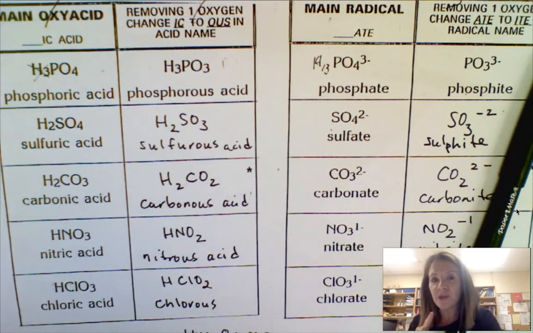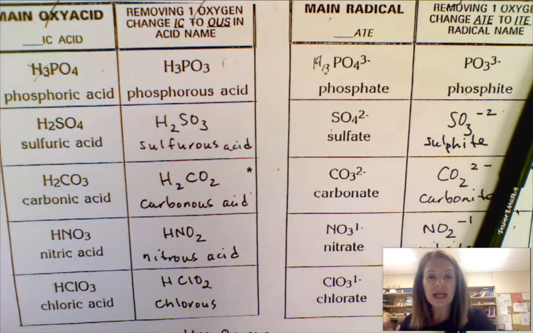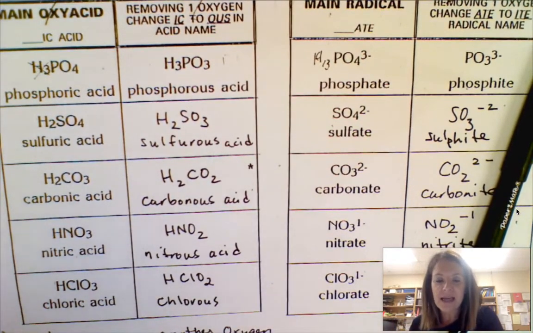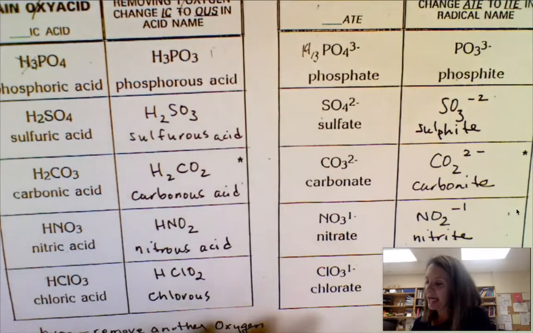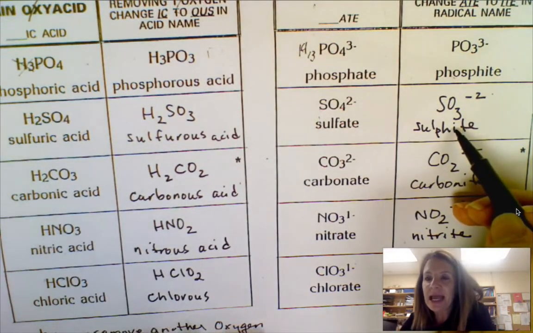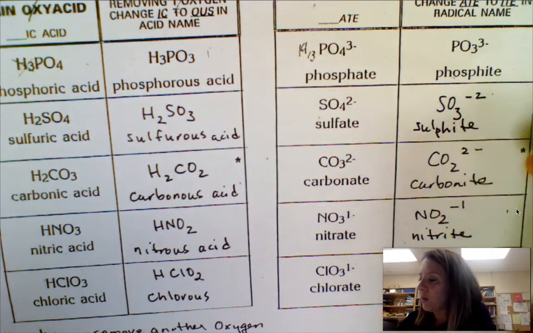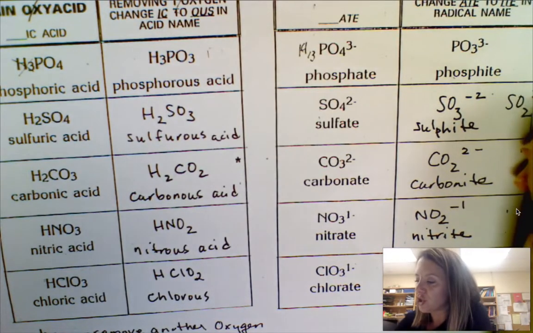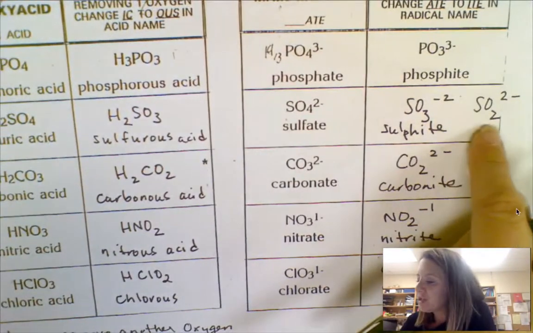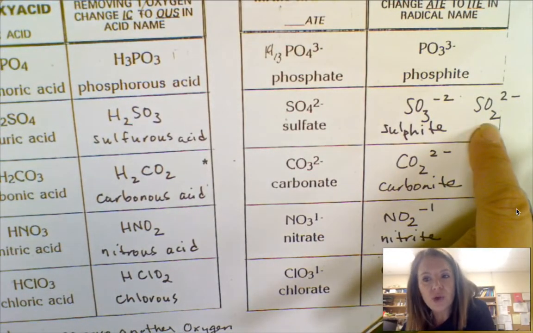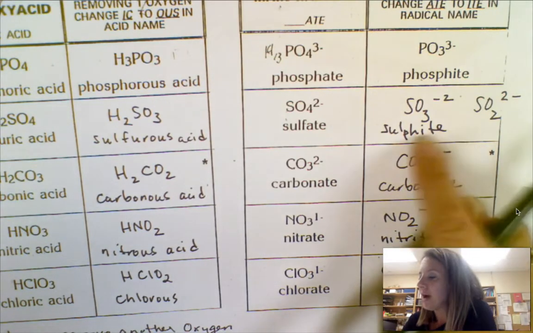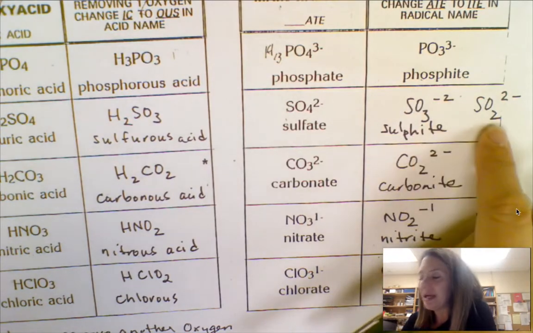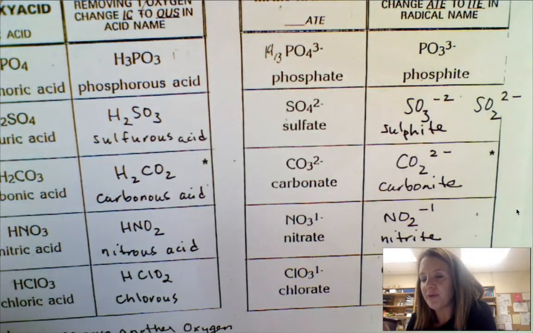Okay, now a couple more things to make note of. You can take a look, and there are some of these acids that will enable you to remove yet another oxygen. So let's say I have sulfite, and I want to remove another oxygen and become SO2 with a charge of -2. Because you removed yet another one, what do you call that? That becomes hyposulfite. So when you remove another oxygen from an ite ion, it becomes hypo. So we put the prefix hypo in front.